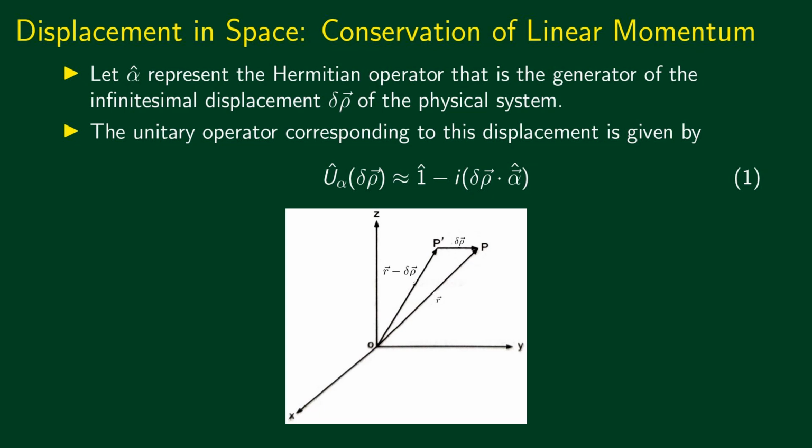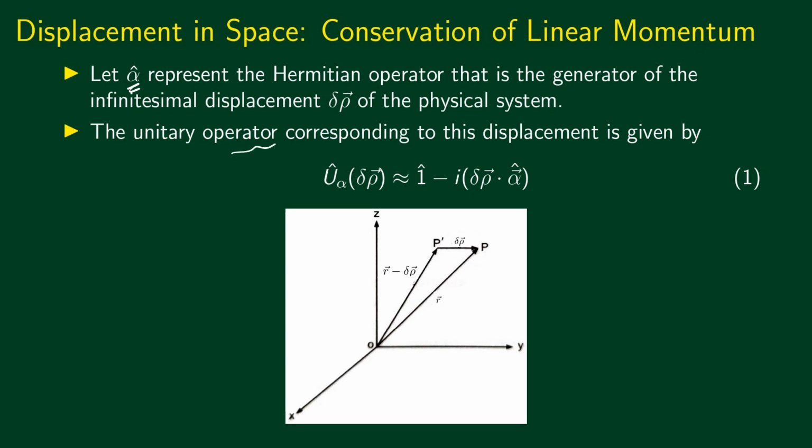We already know that we can associate a Hermitian operator with any unitary operator. And this Hermitian operator associated to a unitary operator is called the generator of the particular unitary transformation. Let alpha hat represent the Hermitian operator, that is the generator of infinitesimal displacement delta rho vector of the physical system. So if alpha hat is the Hermitian operator and delta rho vector is an infinitesimal displacement, we can write the infinitesimal unitary operator corresponding to this displacement.